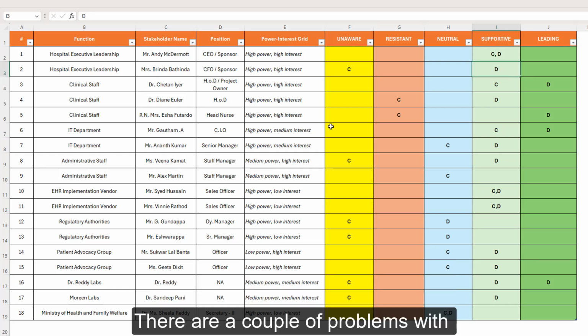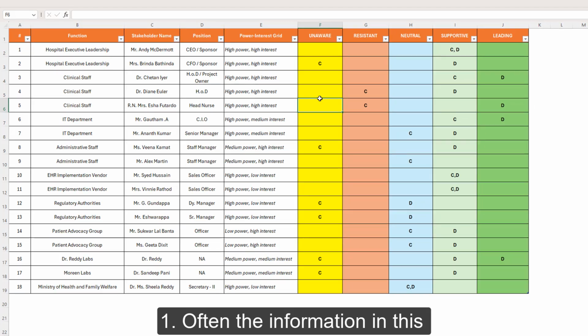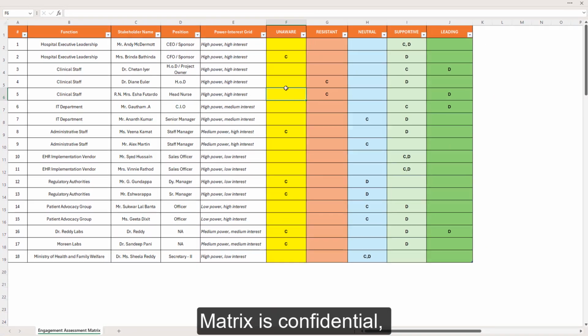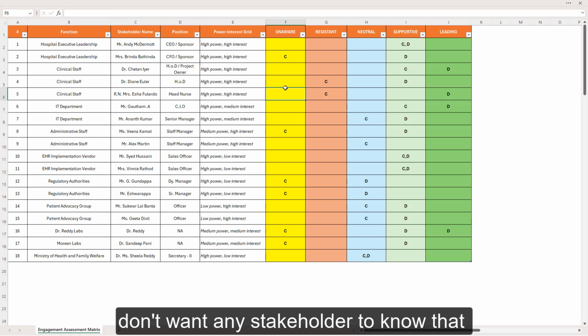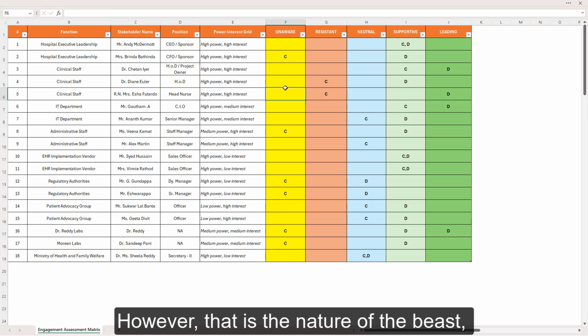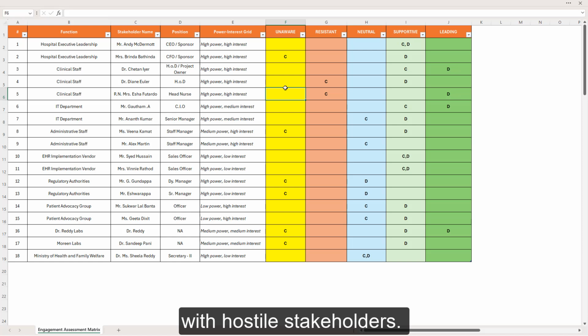Now, there are a couple of problems with this tool that you should be aware of. The first problem is that often the information in this matrix is confidential and sensitive. For instance, you don't want any stakeholder to know that they have been identified as resistant. However, that is the nature of the beast, and you will find yourself working with hostile stakeholders sometimes, and you have to identify the situation.